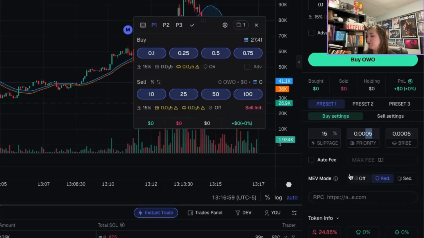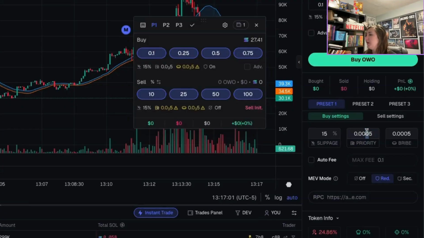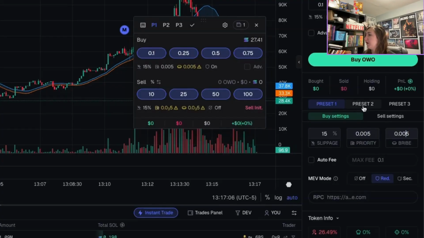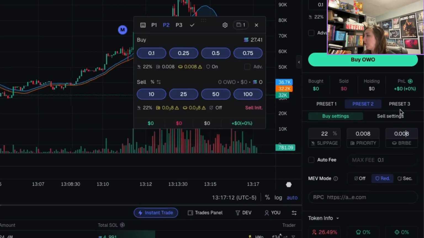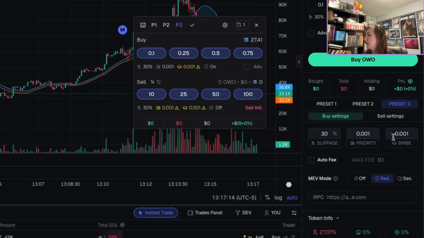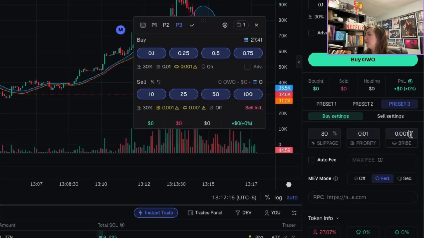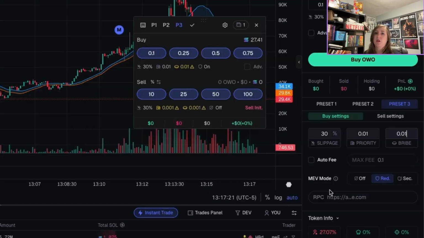So you probably have to reduce this by a decimal point, meaning we're taking a 0 out here. So you could just remove those zeros. Same with this area. So this is if you're playing with 1 SOL, and preset 3, same thing. You'll probably have to do 0.01 SOL. So you're just basically moving decimals each time you move up in the amount of SOL you're playing with.